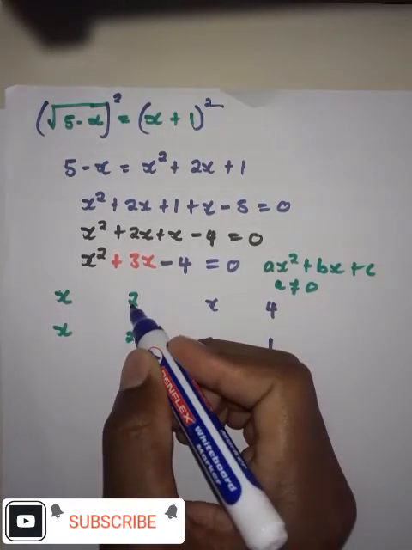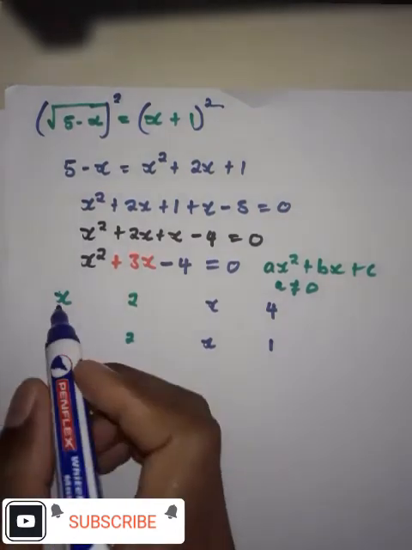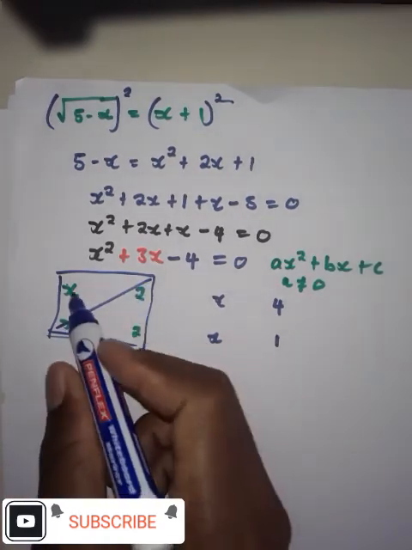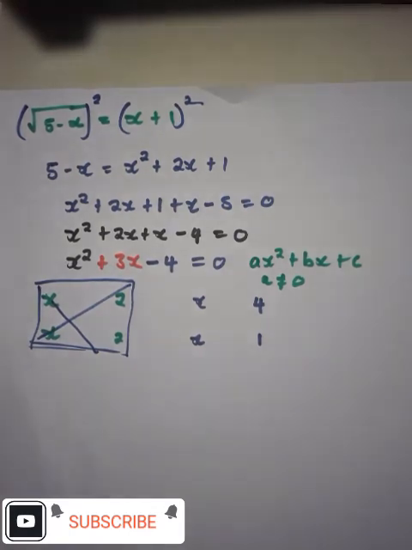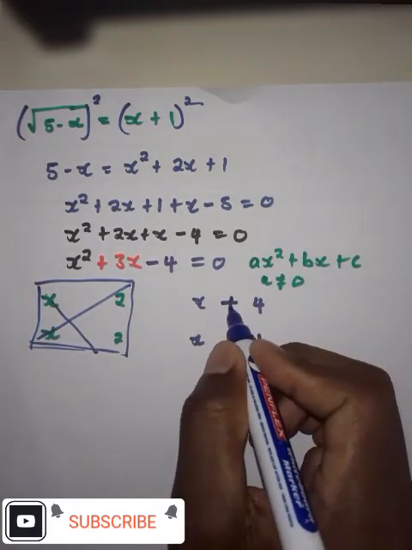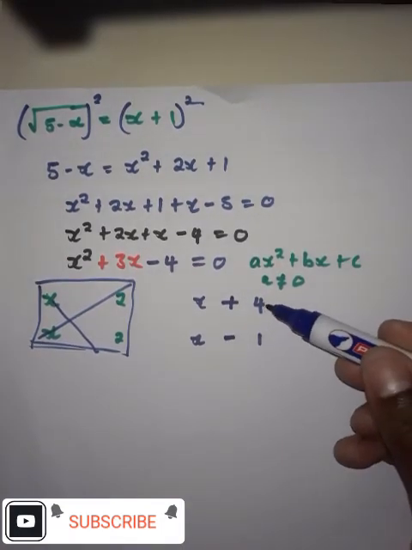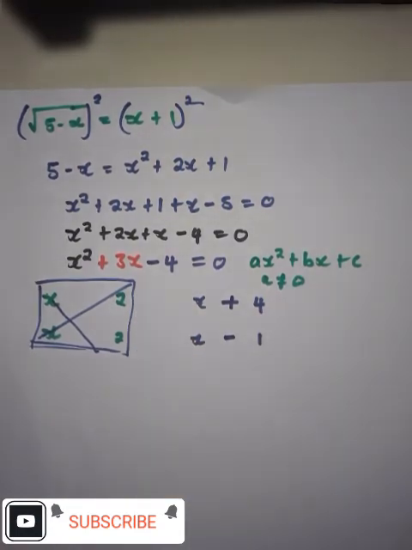With these two, there's no way you can add 2 plus 2 or 2 minus 2 in order to get 3. So this is completely wrong. We are not going to use this one. You leave it and come to the next one. Here we're looking at 4 and 1. How can you add or subtract 4 and 1 in order to get plus 3? If you say plus 4 minus 1, you get plus 3. And plus 4 times minus 1 gives minus 4, right?